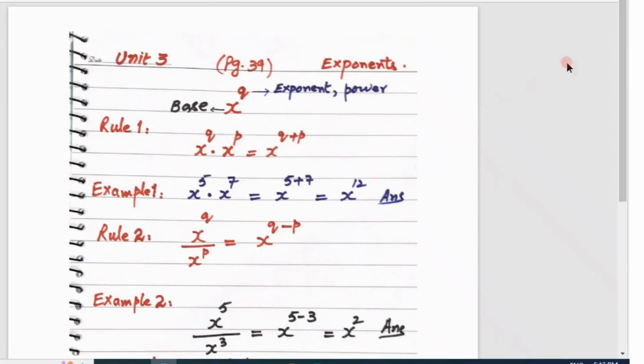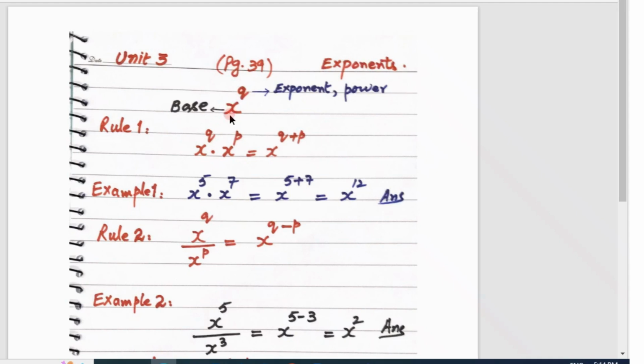Hello guys, my today's topic is exponents. X raised to power q. Q is known as exponent or power, and there is another name but it is considered at a higher level. X is known as the base. Without a base we cannot write down a power because we cannot hang a power in the air. So to write down a power we need a base.